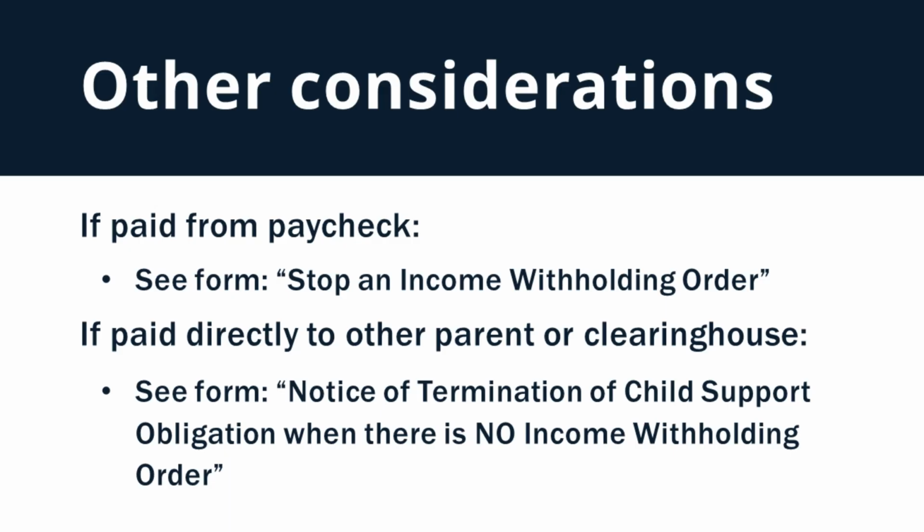If all support obligations have ended and the support is withheld from the payer's paycheck, see our forms on how to stop an income withholding order. If all support obligations have ended and support is paid directly to the other parent or to the clearinghouse, see our form called Notice of Termination of Child Support Obligation when there is no income withholding order. If support is still owed, but you want to change the amount, you would need to modify the child support. When a change is granted, the court will modify the income withholding order.